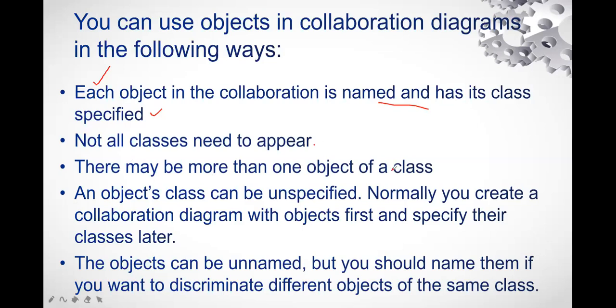There may be more than one object of a class; it is not necessary that only one object will appear for a specific class. An object's class can be unspecified. Normally, you create a collaboration diagram with objects first and specify the classes later. We can also use anonymous objects. That means I'm not going to specify the name of the object, but I'm going to specify the name of the class. So that is how the anonymous one is defined.